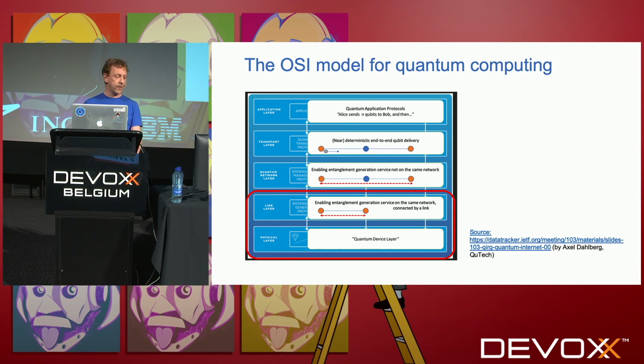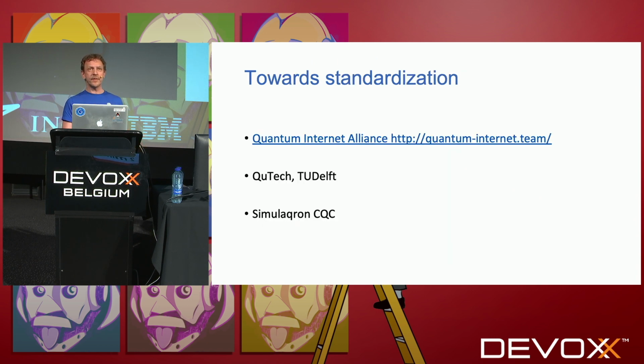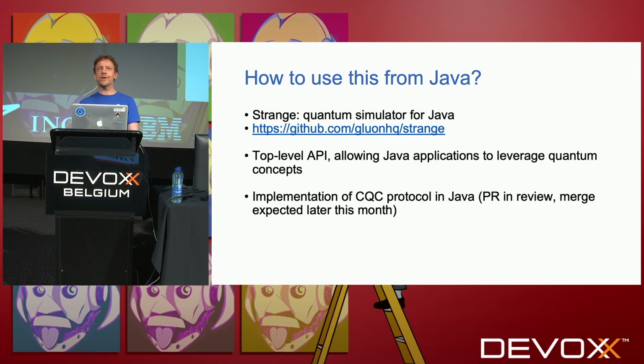So this is from one of the talks of someone from QuTech. What they're working on there is a standardization, similar to the OSI standardization, that standardizes how higher level languages like Java can deal with lower level networks. And there's a Quantum Internet Alliance where this is also being discussed. And there's a simulator that's created by QuTech. And they have a CQC protocol, which is at the top of this stack, and which is actually interesting because it can be used in Java.